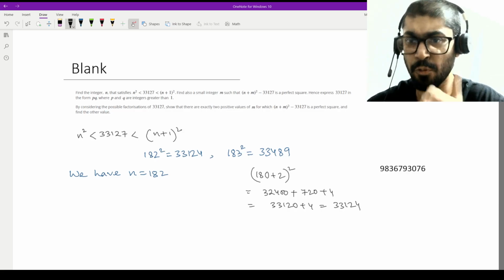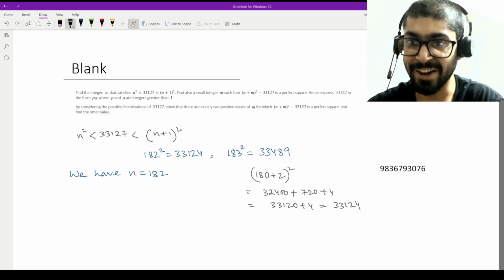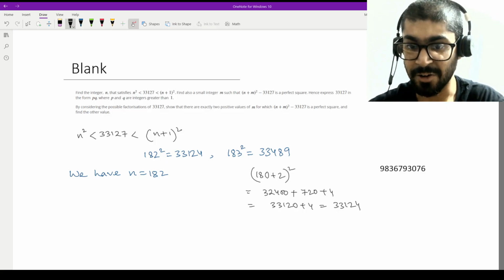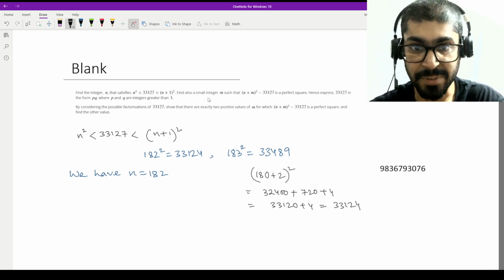Okay, you can add them down normally using a column formation also, but this is the way you have to proceed if you want a bit faster calculation. Otherwise you can just write them in a grid and multiply them as usual. Alright, that is also okay. Now the first part is done.